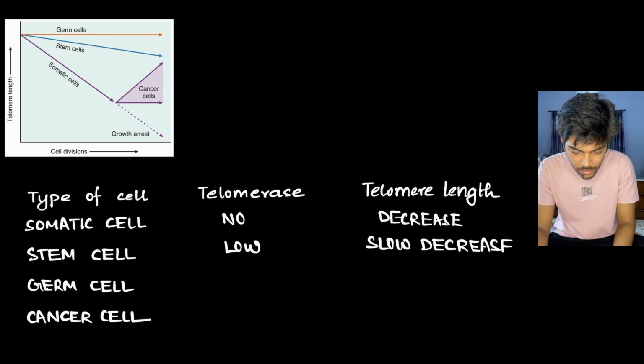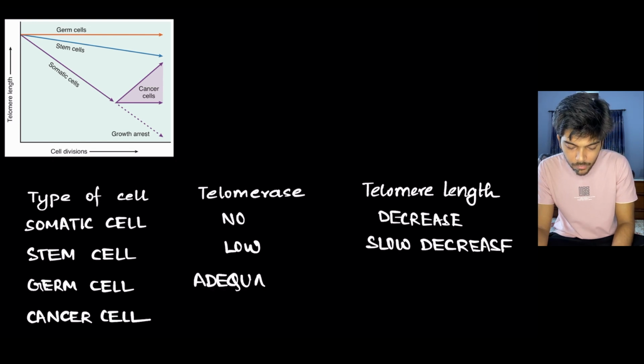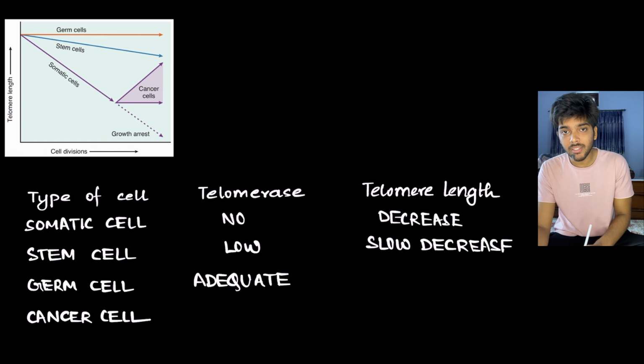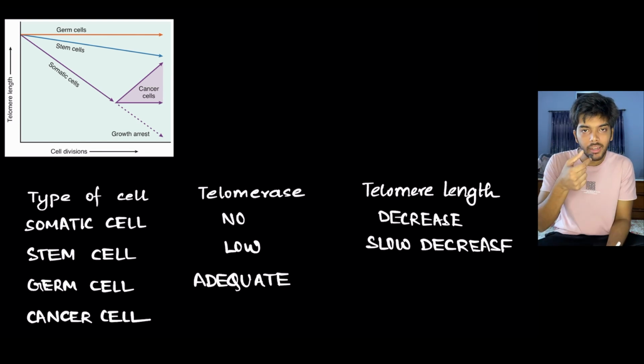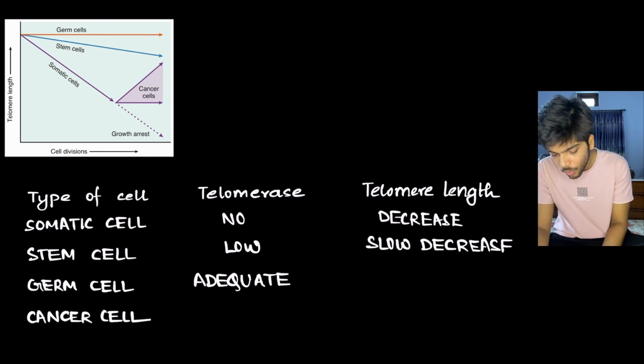In germ cell, on the other hand, there is adequate telomerase activity. And this telomerase is obviously going to prevent the shortening of telomere length. So there is no decrease in telomere length.